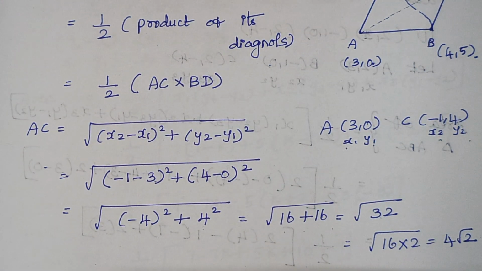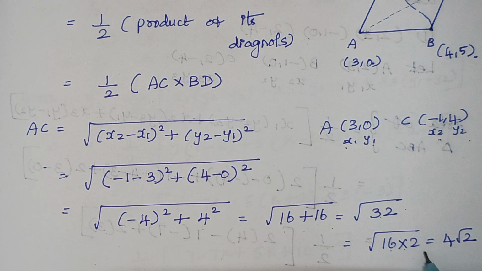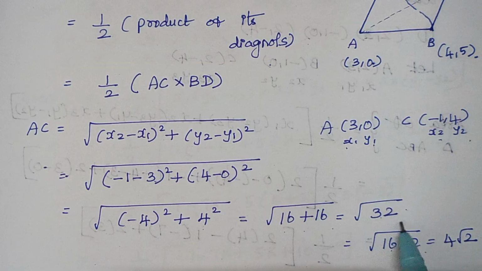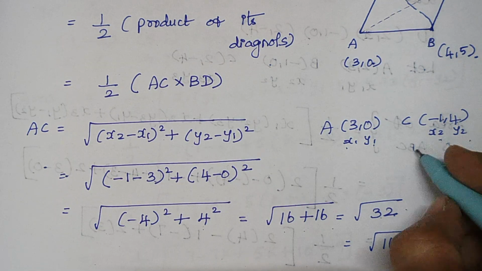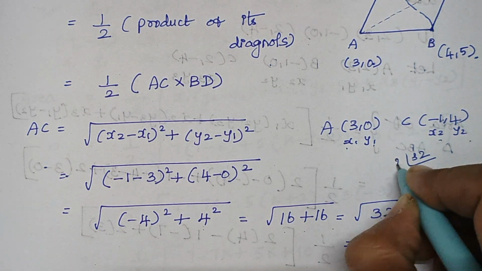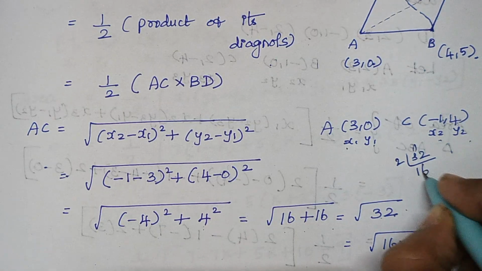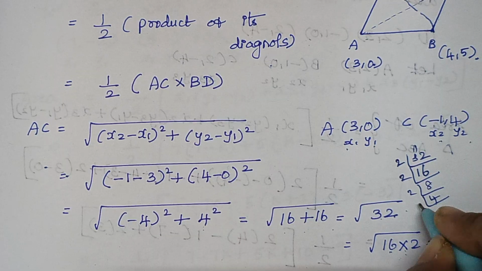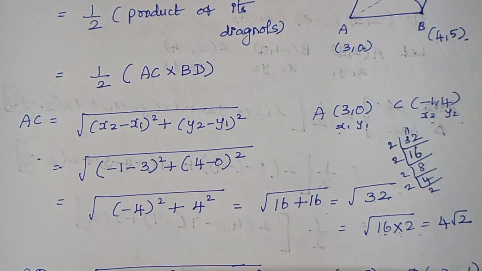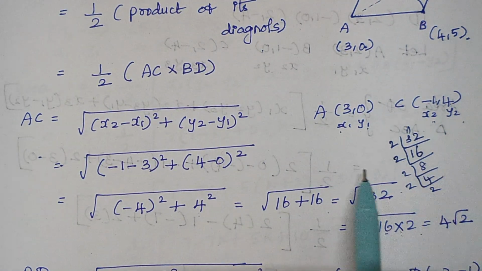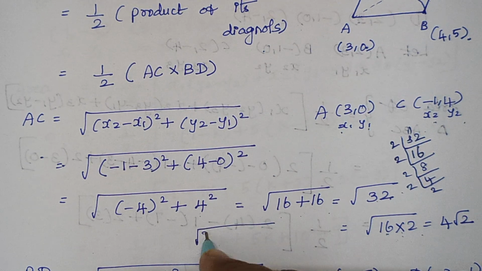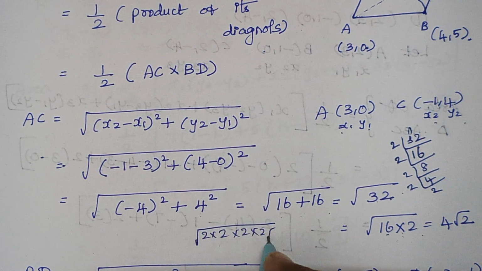Right. So square root of 32 can be written as square root of 16 into 2. Just for simplifying, we are making use of this. How to write 32 as 16 into 2? Just find the factors. 2, right? 1 2 is 2, 6 2s are 12, again 2, 8 2s are 16, 2, 4 2s are 8, again 2, 2 2s are 4. So these are the factors of 32. Totally we have five 2s: 2 into 2 into 2 into 2 into 2.